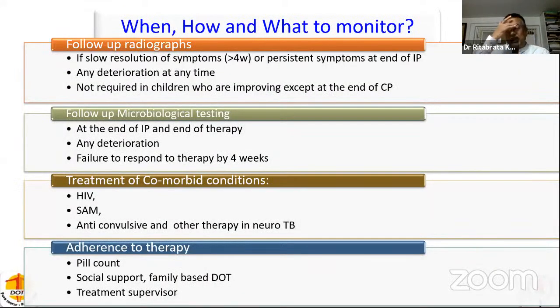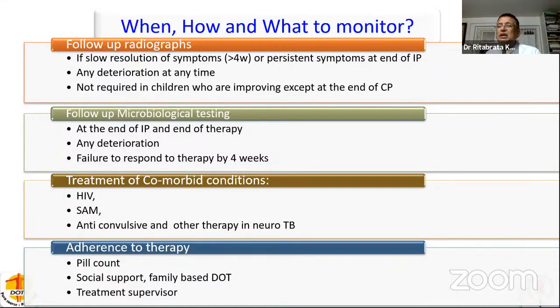So radiograph, as I've told you, follow-up radiograph should be done usually at the end of IP if there is persistent symptoms, or if there is any deterioration. Even after 4 weeks of therapy, you can do an X-ray chest or X-ray of whatever parts you are dealing with. But later we do at the end of continuous phase.